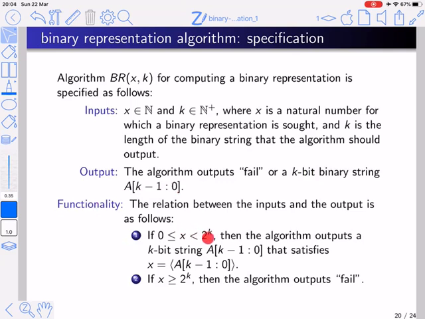If x is in the right range, if x is greater than or equal to 0 and strictly less than 2 to the k, then the string that the algorithm outputs should satisfy that it represents x in binary representation. If x is too big, then the algorithm should output fail, because we know that using k bits, you cannot represent a value that is outside of this interval.